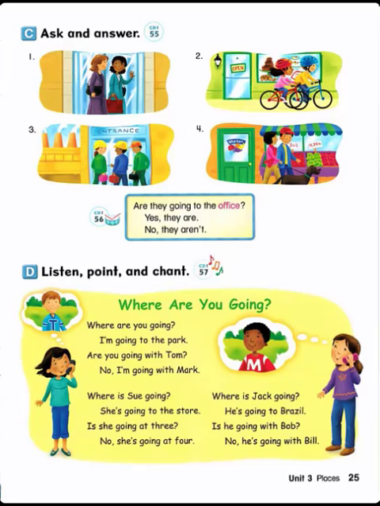Where is Sue going? She's going to the store. Is she going at 3? No, she's going at 4. Where is Jack going? He's going to Brazil. Is he going with Bob? No, he's going with Bill.